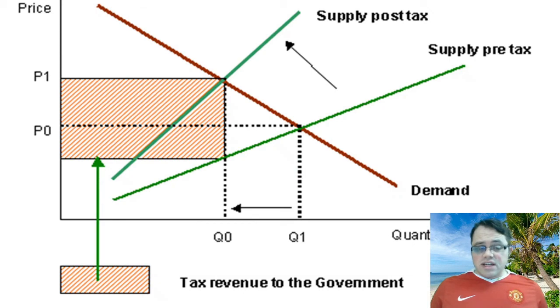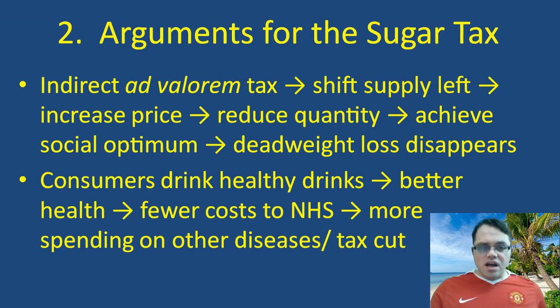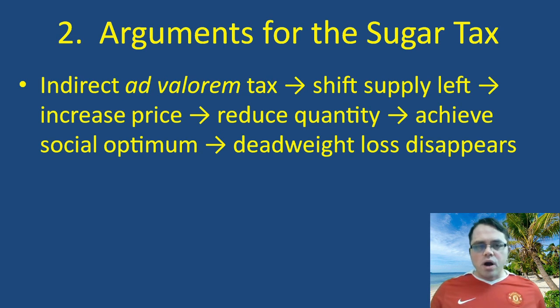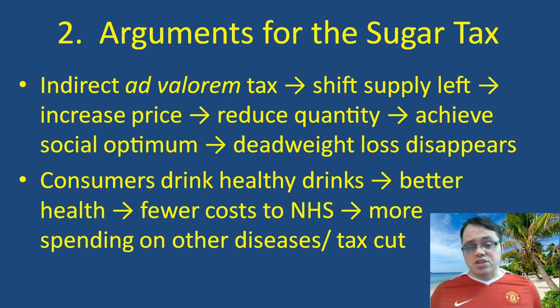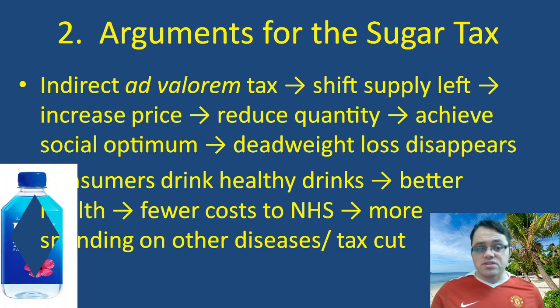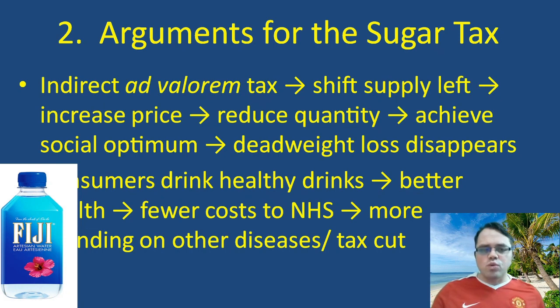Remember that when we're explaining the sugar tax, we want to explain exactly how it works, and why it's going to reduce the consumption. So in this case, it makes it more expensive. We shift supply left because it makes it effectively more expensive to supply, and some people don't drink it. Additionally, we can make the argument that people will switch over to substitutes, healthier drinks than Coca-Cola. And additionally, we can say if people drink healthier drinks and they're less ill, there'd be fewer costs to the NHS, so there's more spending to spend on other diseases, or we get a tax cut or something along those lines. So another thing you could drink maybe is good old Fiji water or something along those lines. And this is basically the argument for the sugar tax.